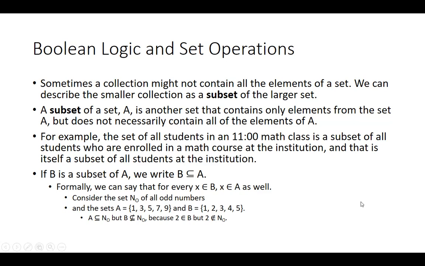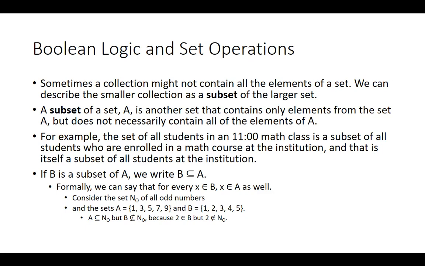Sometimes a collection might not contain all the elements of a set. We can describe the smaller collection as a subset of the larger set. A subset of a set A is simply another set that contains only elements from the set A, but does not necessarily contain all of the elements of A. For example, the set of all students in an 11 o'clock math class is a subset of all students who are enrolled in a math course at the institution. And that is itself a subset of all students at the institution.